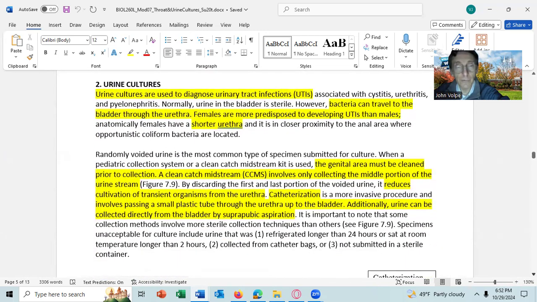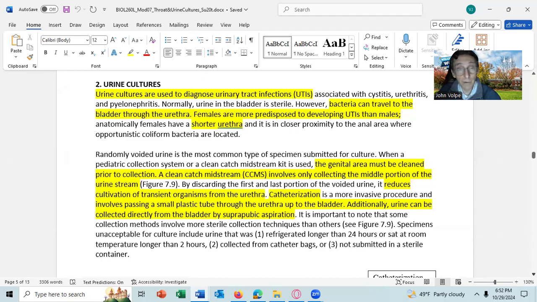All right, that's it for the cultures that you normally get from a throat culture. For urine cultures, there's more bacteria that can cause a urinary tract infection. Urine cultures are used to diagnose a urinary tract infection.